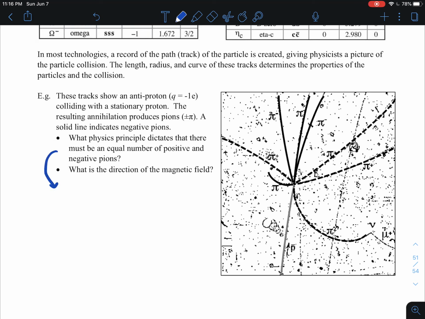So once again, if I had a positive proton followed by a negative antiproton, in this case we get a total that is neutral, so everything after, a combination of positive pions and negative pions, must also be equal in order to conserve charge. Okay, and then it says, what is the direction of the magnetic field? So this is going back to our hand rules and remembering the orientation of our hands.